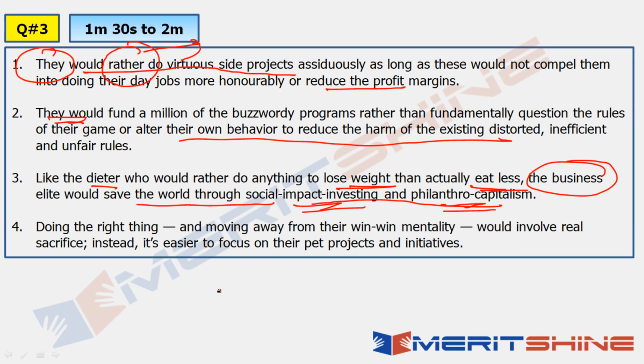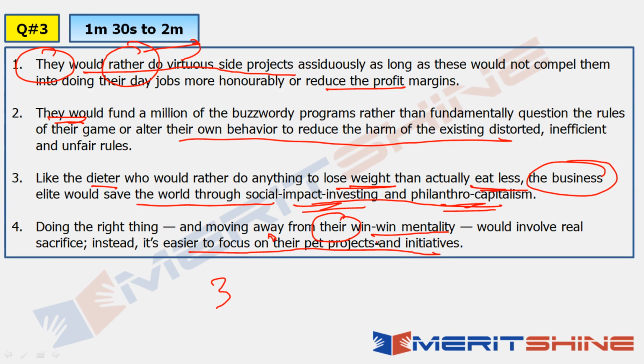So this has to be something which would be starting off, but still we'll have to read 4 to see whether it is the starting. Doing the right thing and moving away from their win-win mentality, again their win-win mentality, so obviously it's not the first one, 3 is the first one, would involve real sacrifice. Instead, it is easier to focus on their pet projects and initiatives.